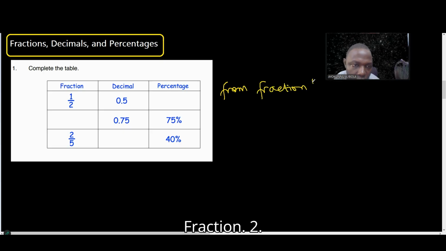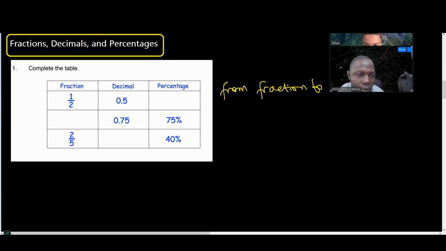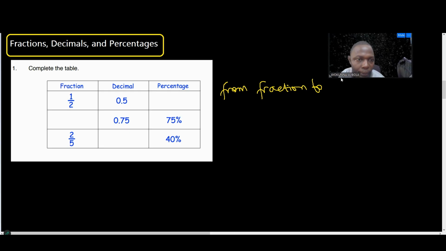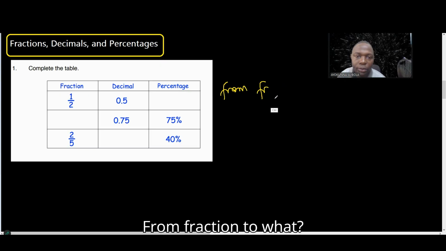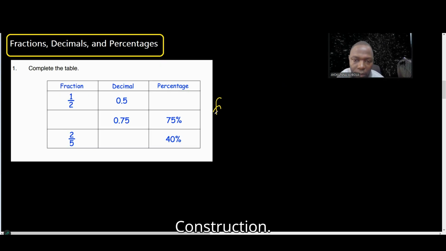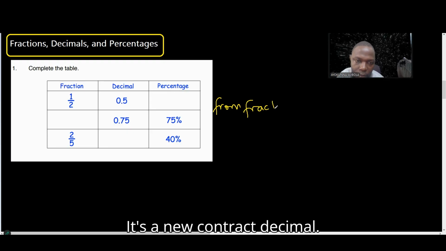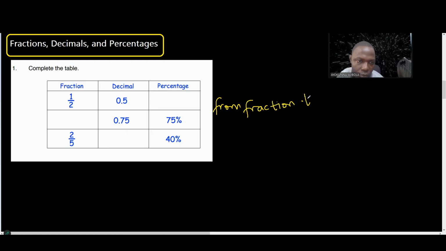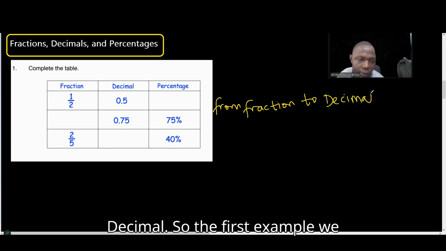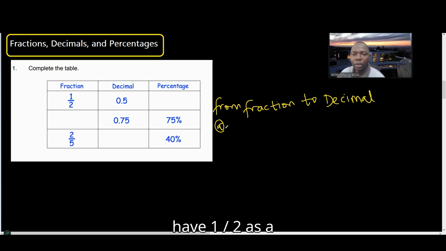From fraction to decimal. So the first example, we have 1 over 2 as a fraction.